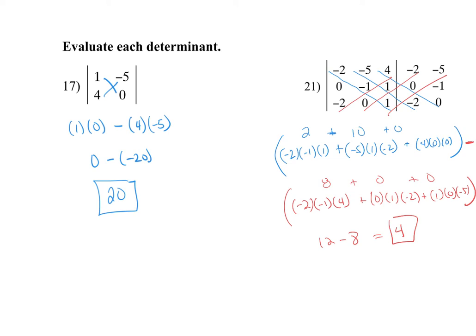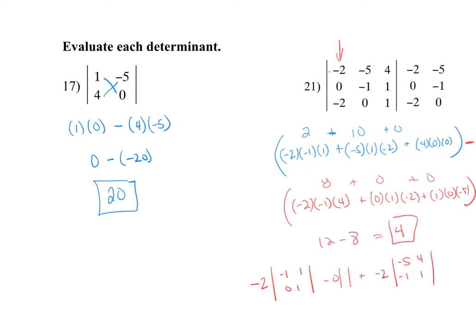If you wanted to do it the other way, you could use this column and do 2 by 2s. You would just say -2 times the 2 by 2 that's left over. You have a 0 here, so that doesn't matter. And then plus a -2 times the top 2 by 2 that's left over. You can do it that way as well. So you're going to get the same answer whichever way you do your 3 by 3s.